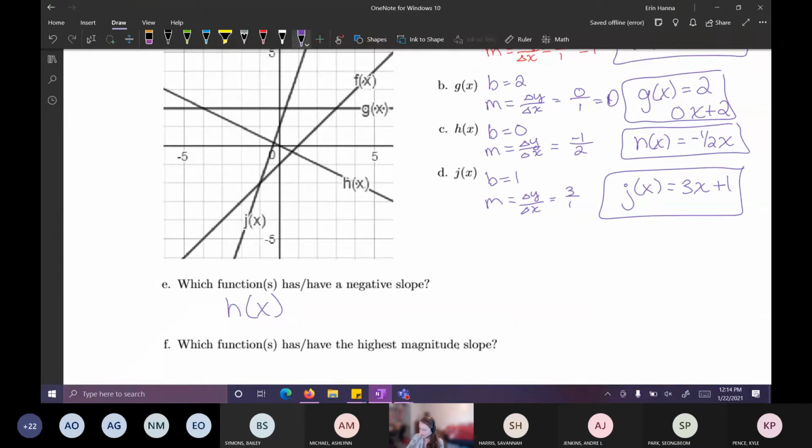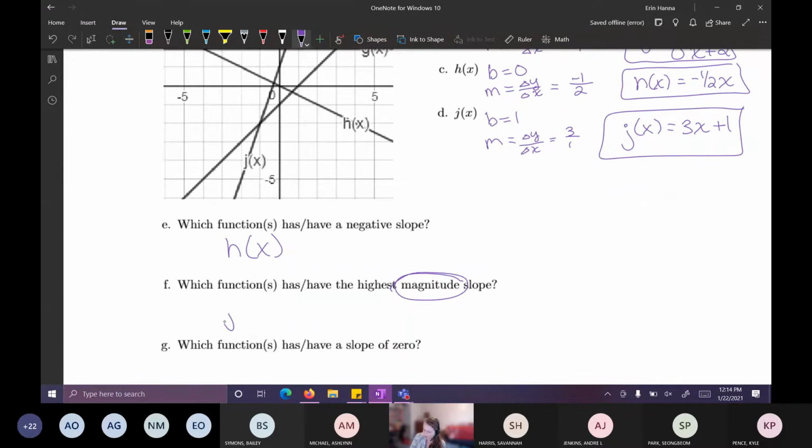Which function has the highest magnitude of slope? If you aren't familiar with the word magnitude, that's essentially the largest number in absolute value. So like -4 has a higher magnitude than +3 because the absolute value of -4 is higher than 3. But in this case, it was actually the highest positive number as well, which was 3. So our j of x was the largest magnitude.